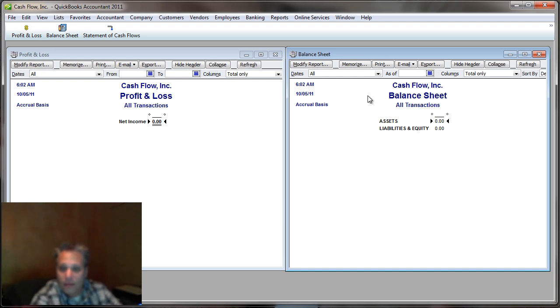Right now, as you can see, I've got these two financial statements run for all dates. And there's nothing in here. It's a brand new set of books. I haven't done anything with it yet.